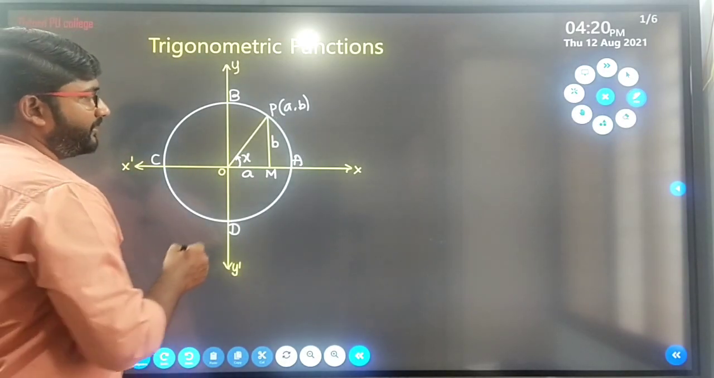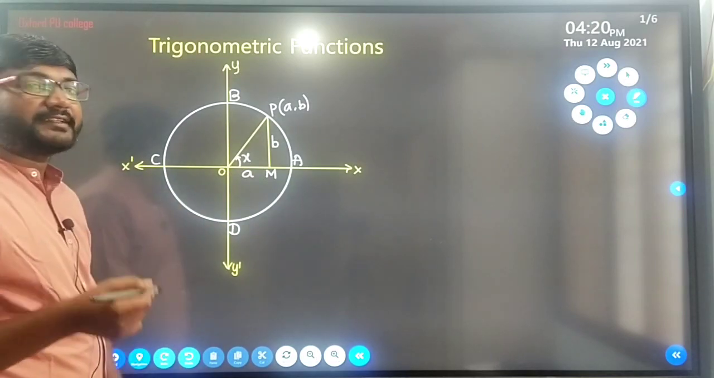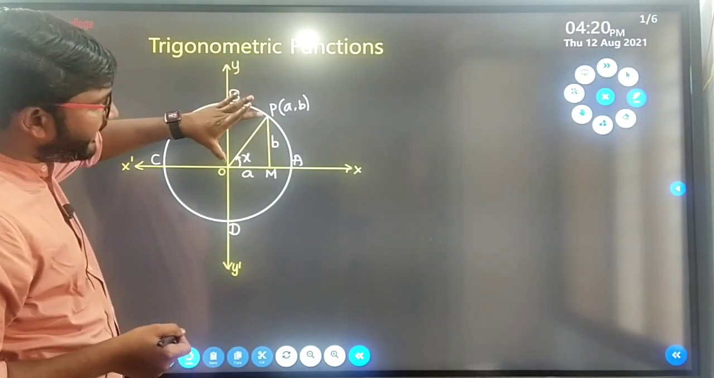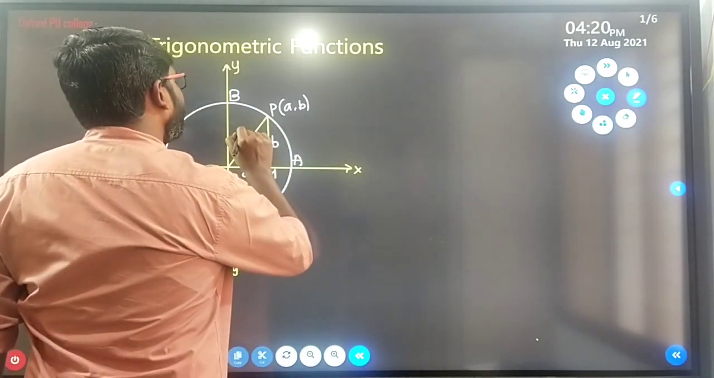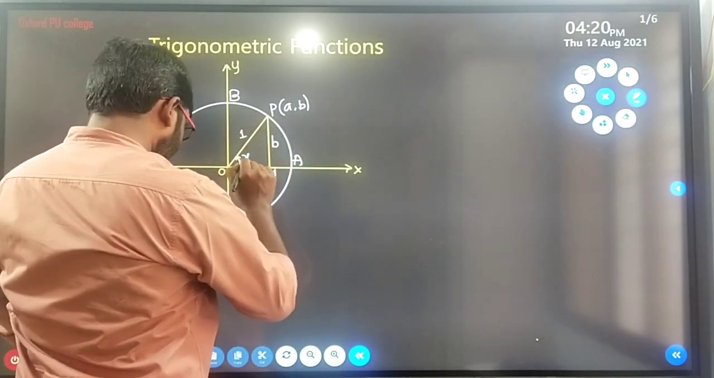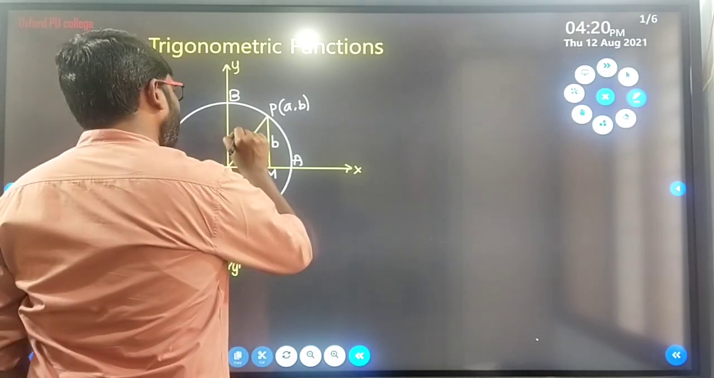So now we have taken the unit circle. That means this OP will be the radius of the circle. What is OP here? It is the radius, that is 1 unit. The radius is 1 here.